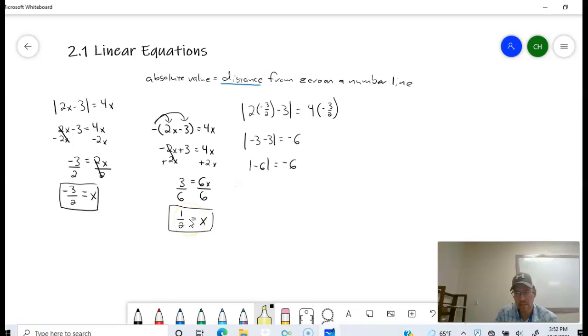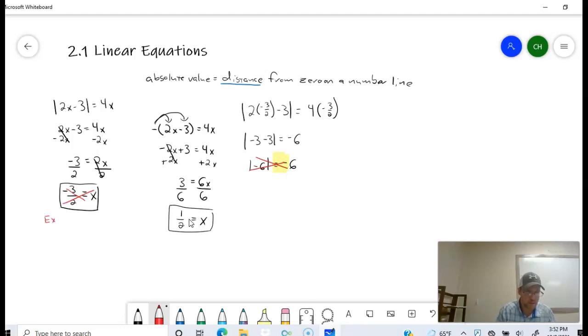And as soon as I see that, I've got a problem. That negative sign, the absolute value of anything is always positive. I'm already saying here I've got the absolute value of negative 6 is equal to a negative number. That's not possible. The absolute value of negative 6 is positive 6. That means that this does not work, and we're going to call that an extraneous solution.